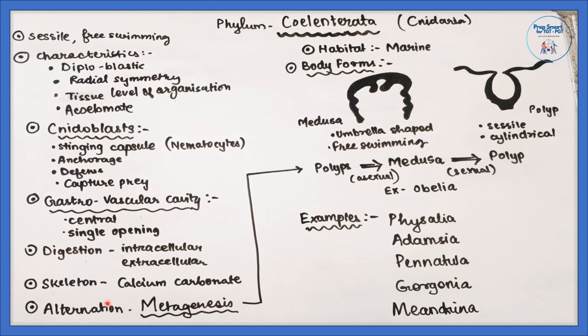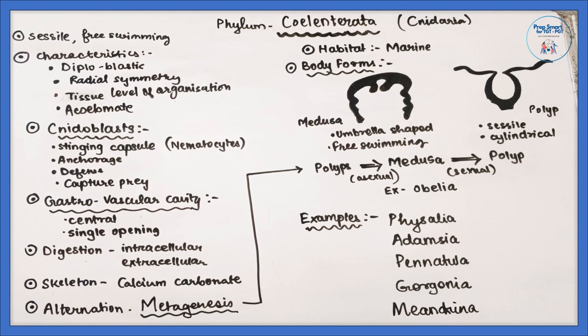They show alternation of generation between the sexual medusa and asexual polyp forms. This phenomenon is termed metagenesis. Polyps through asexual reproduction form medusa, and medusa through sexual reproduction form polyps. An example of an individual showing this type of alternation of generation is Obelia.